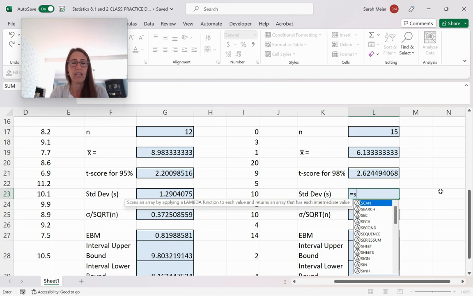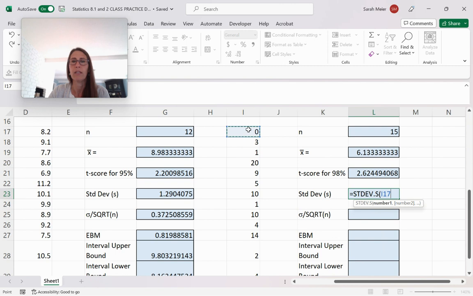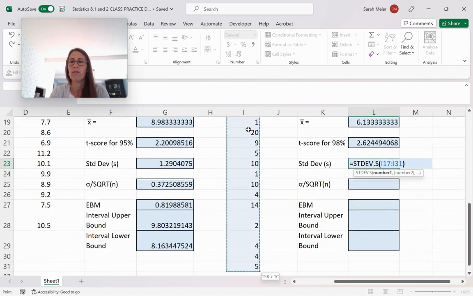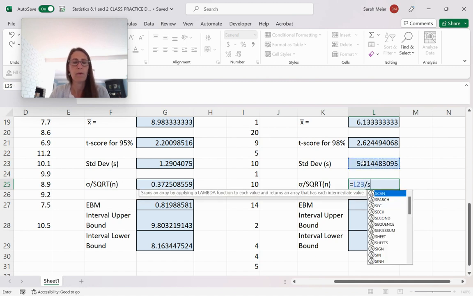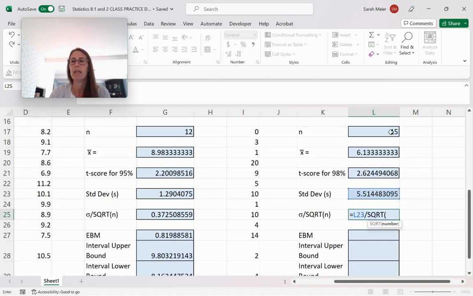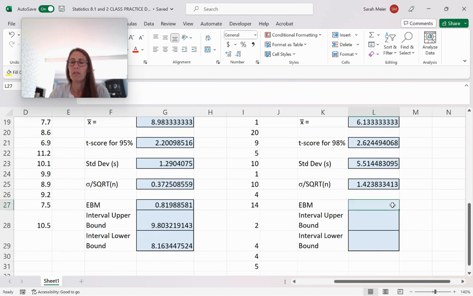For our sample standard deviation, remember, make sure you pick the sample one, not the population one. You remember you get slightly different numbers if you do the population versus the sample one. And then the standard deviation that I'm going to use, I'm going to take the number I just calculated and divide it by the square root of our sample size. So our error bound, our margin of error, is going to be our t-score times that standard deviation. Our margin of error is 3.74.